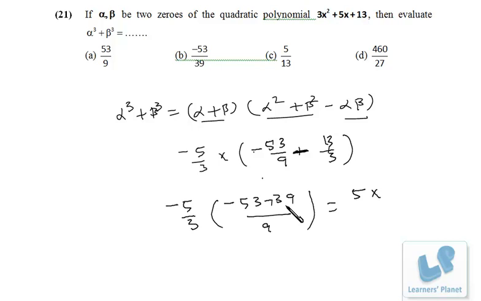So 5 into 9 plus 3, 12. 5 and 3, 8 and 1, 9 by 9. Right? So this is the value of this expression. So 5 into 2, it's 460 by 9 into 3, I'm sorry, it's 3 over here. So it's 27. So it's 460 by 27. Okay, quite an interesting problem.